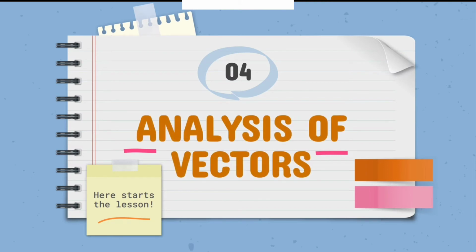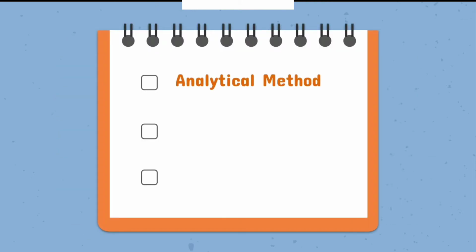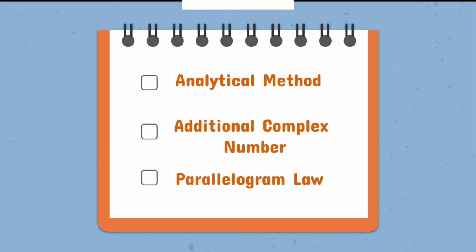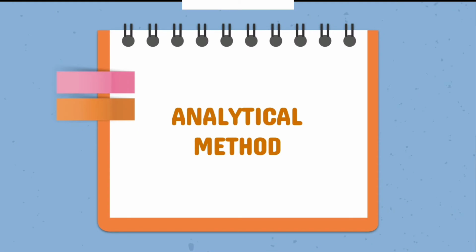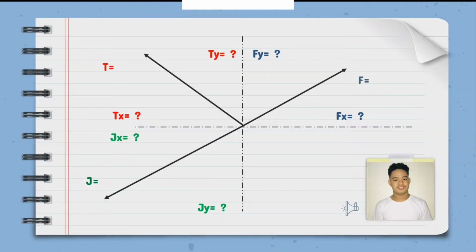Analysis of vector. There are three methods: the analytical method, additional complex number, and parallelogram law. Our first method is the analytical method. Here we have an example problem. The givens are F is equal to 200 Newton, 35 degrees; T is equal to 300 Newton, 50 degrees; and J is equal to 100 Newton, 30 degrees.